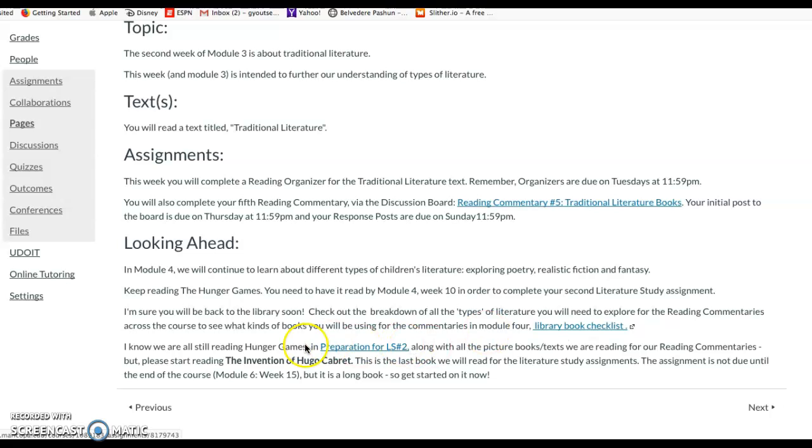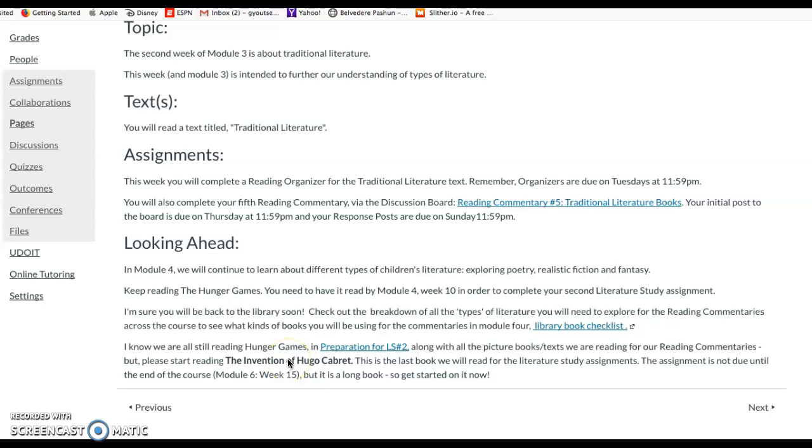And okay, so you are reading your book for your literature study number 2, but looking way ahead towards the very end of our module, due in week 15, the final literature study will be due on The Invention of Hugo Cabret. Now, this is a very large book.